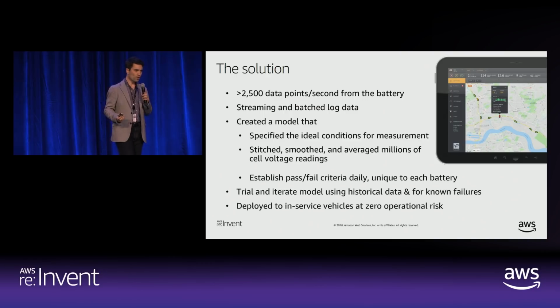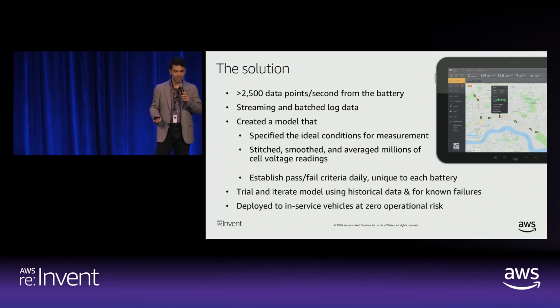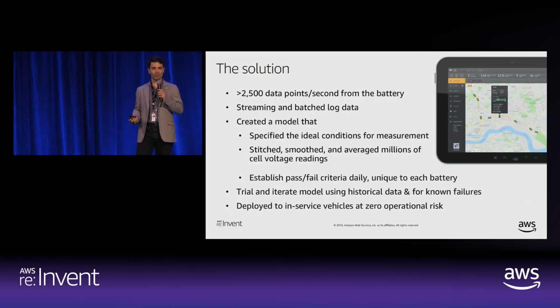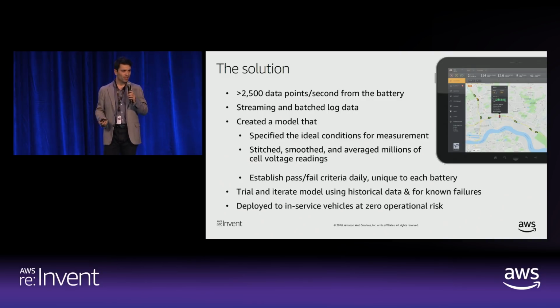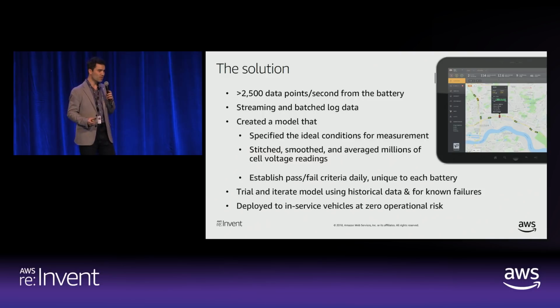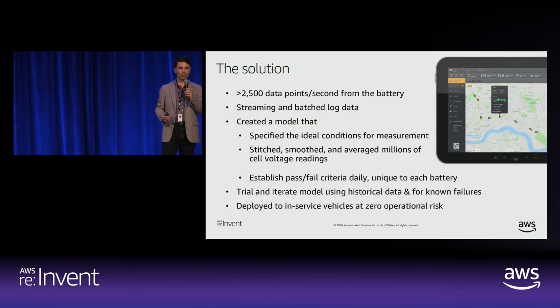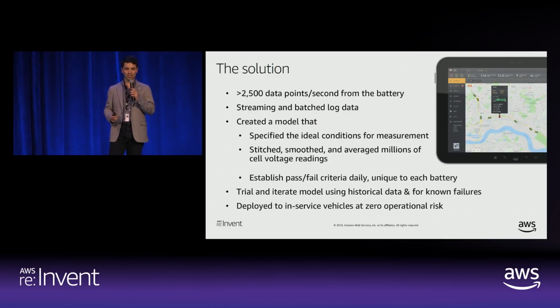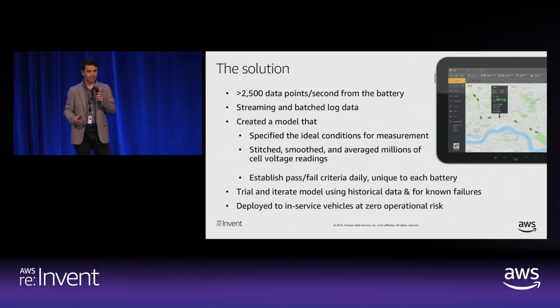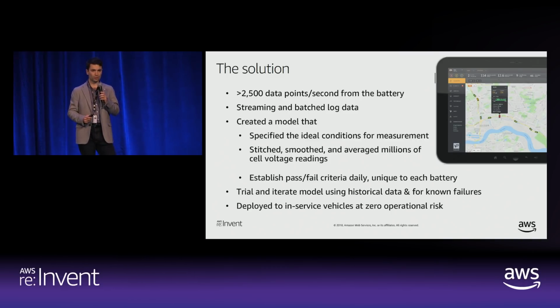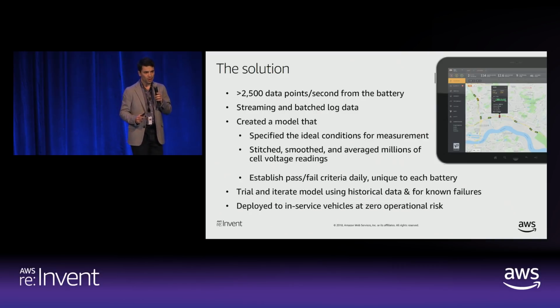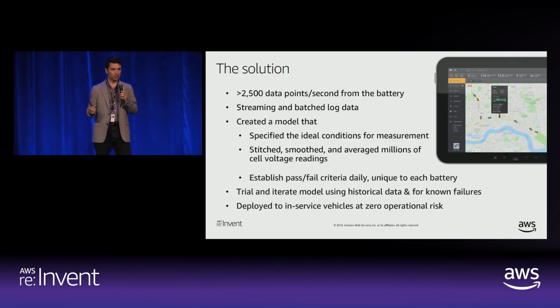So to start off with the solution, we did what any company does these days and just collected large amounts of data. We collected around 2,500 data points per second from each of our battery packs over the course of a year to build up a data set of over 1 trillion voltage points from the cells out in the field. We streamed that data up into the cloud, and I'll talk you through that architecture in a short while. And essentially, we developed a model that established a pass-fail criteria for every single cell in every single battery.